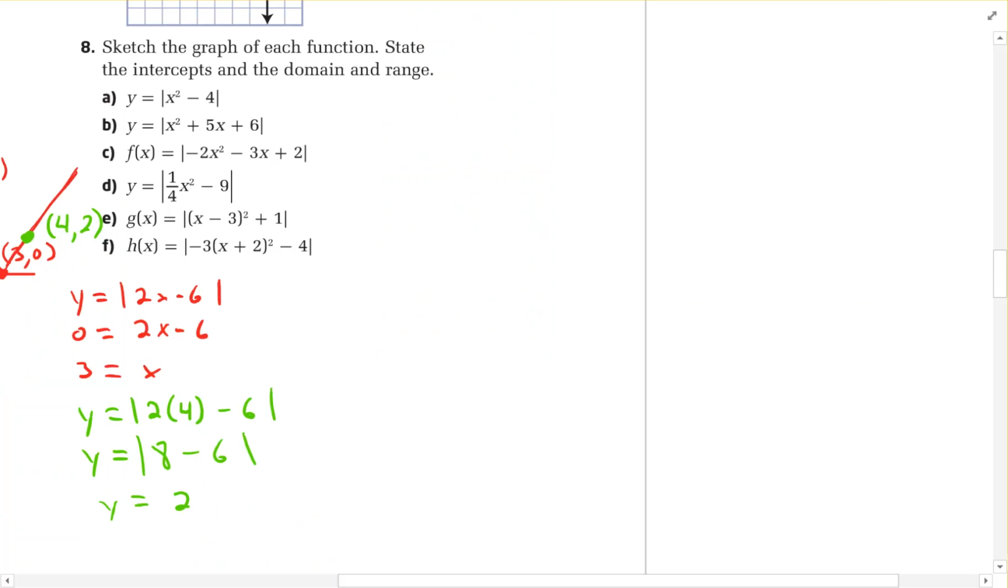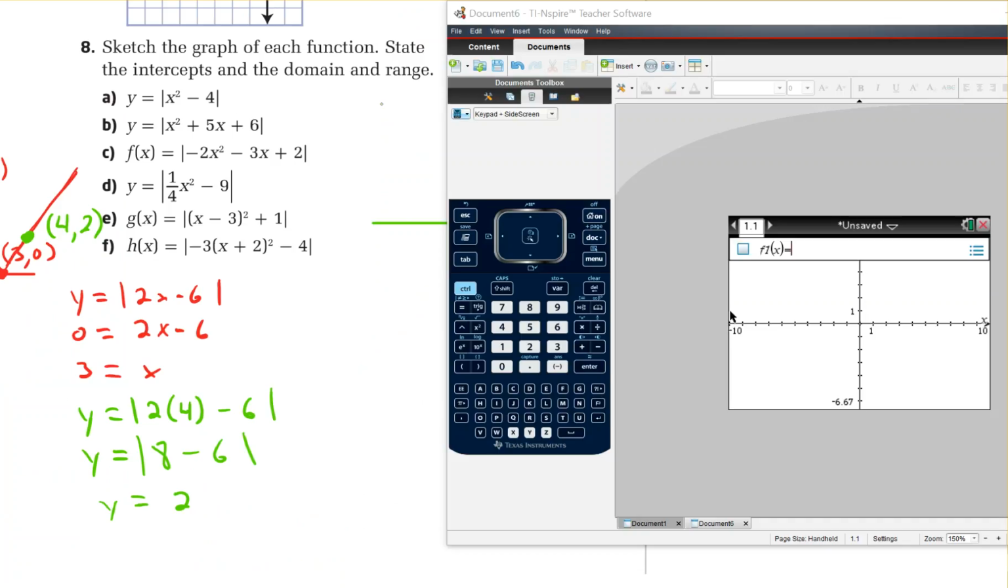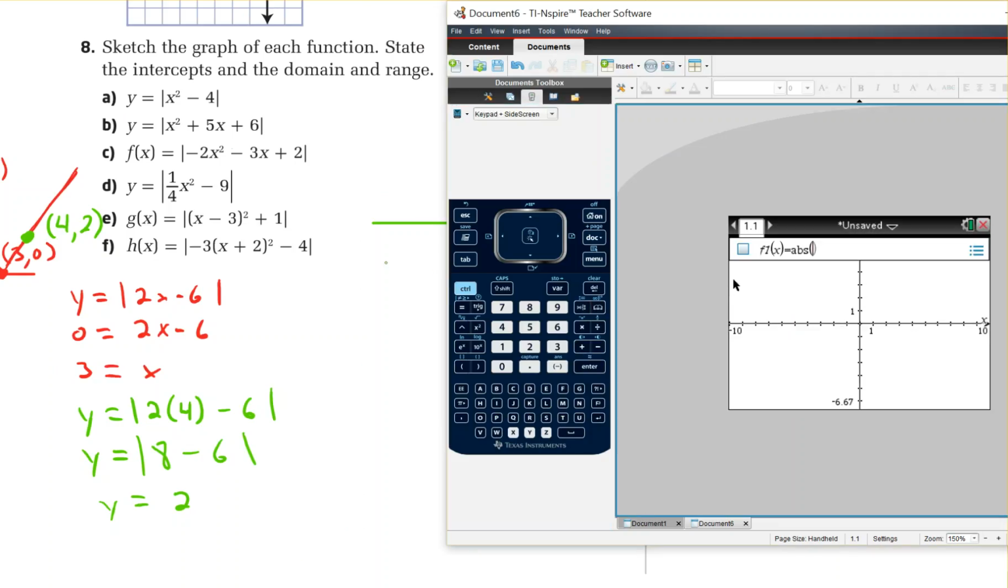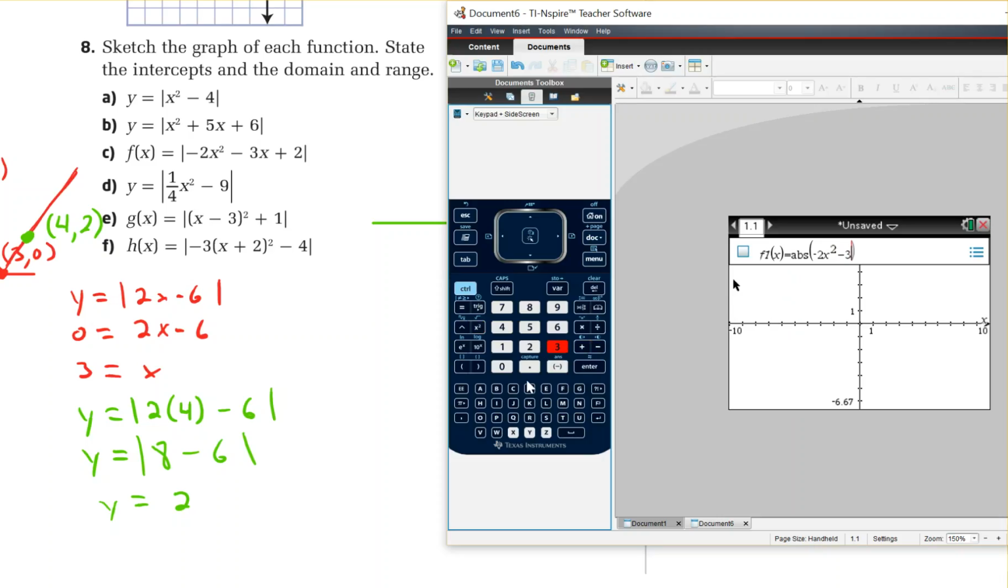So make it green, I guess. And then let's just graph this thing. So I'm going to go absolute value and then negative 2x squared minus 3x plus 2. Okay, we get that Wu-Tang symbol again. So let's sketch that out.